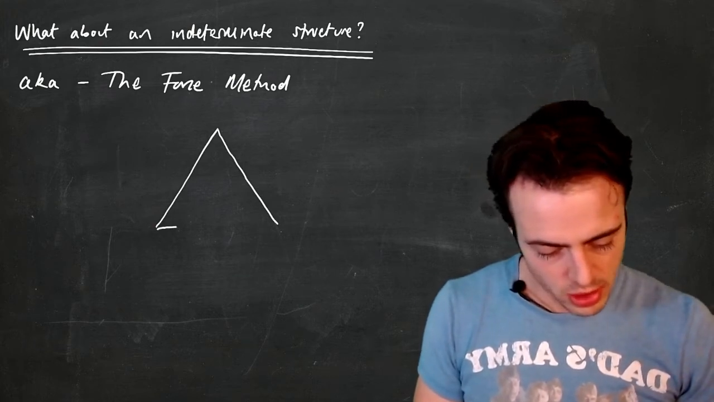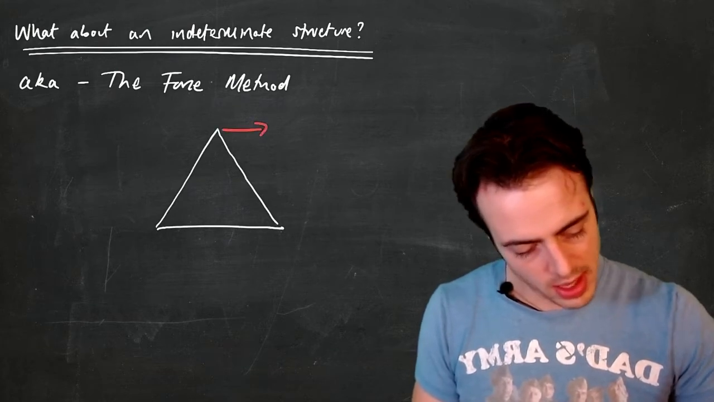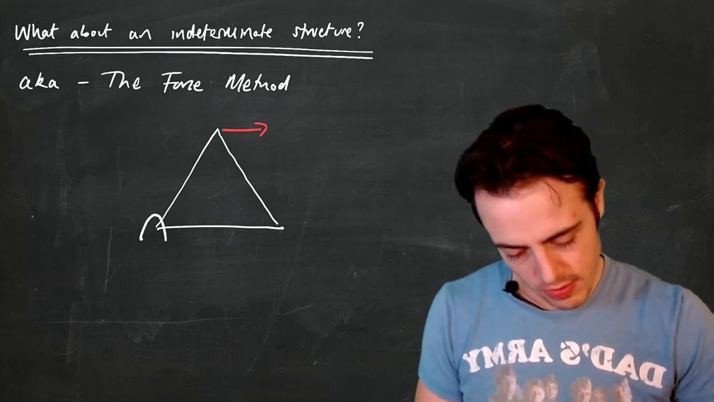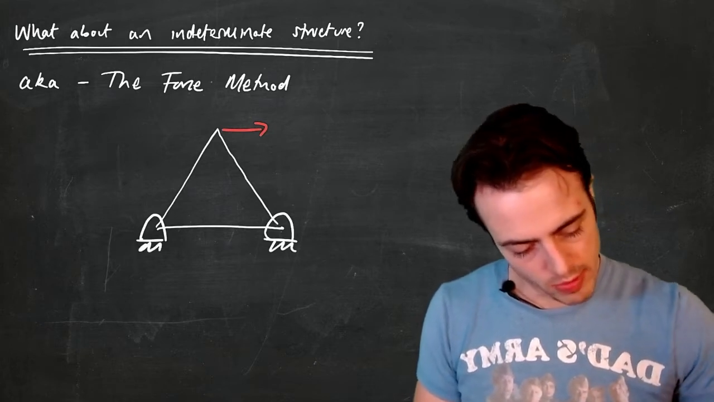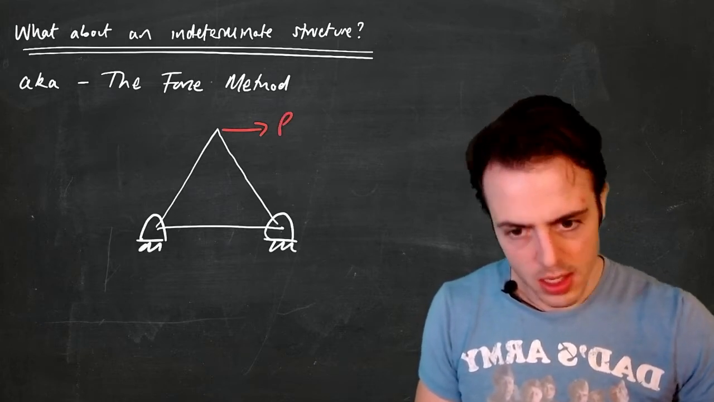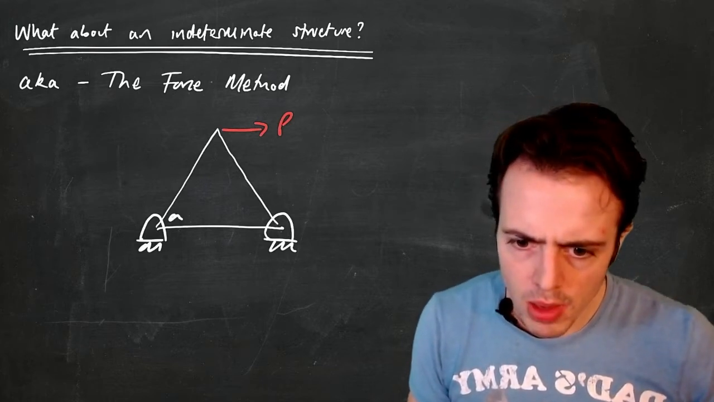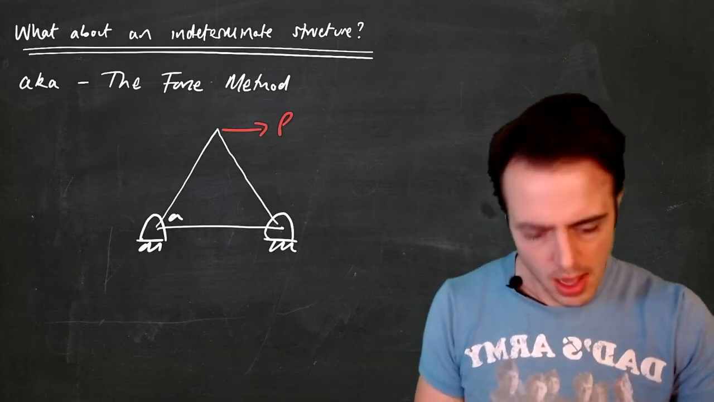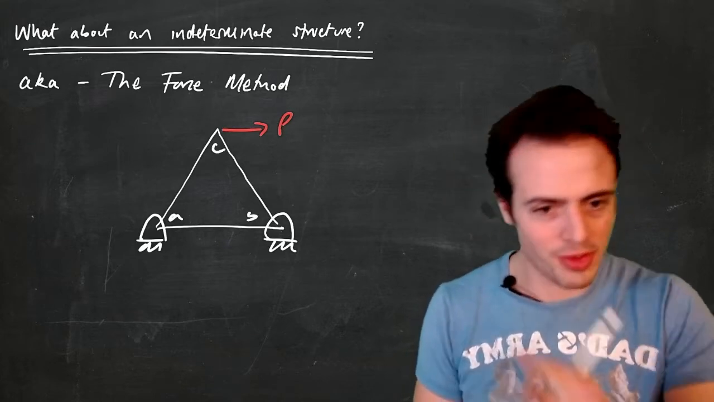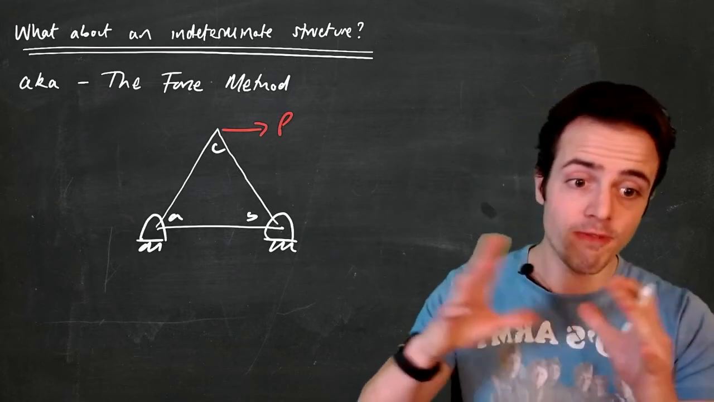So what we're going to change is I'm going to have the same problem. Everything's exactly the same except we're going to have 2 built-in supports. So we've got a force of P, we've got A, B, and C. I was just checking I've got those in the right order, A, B, C. And this now means we've got 4 reactions.